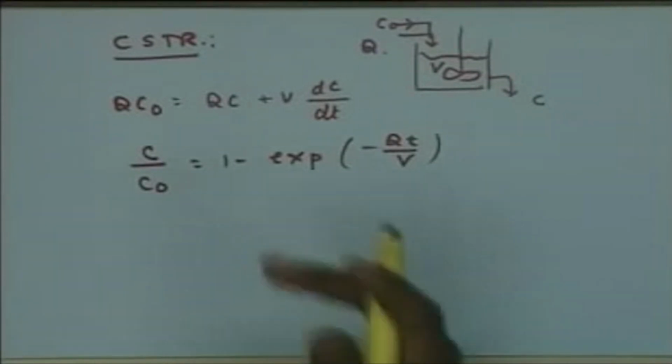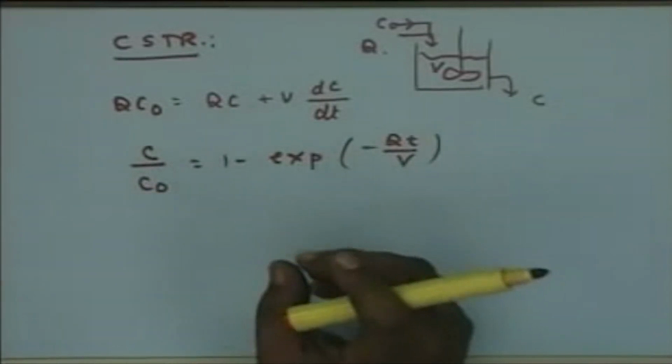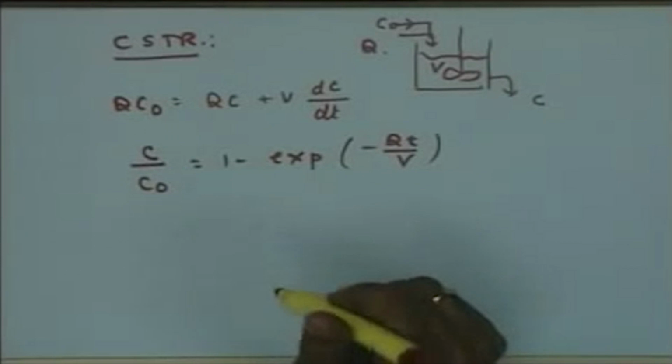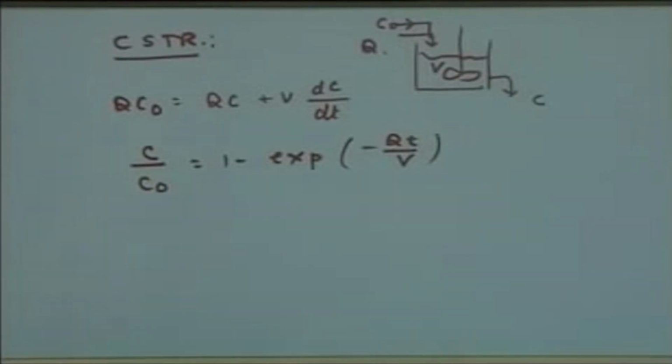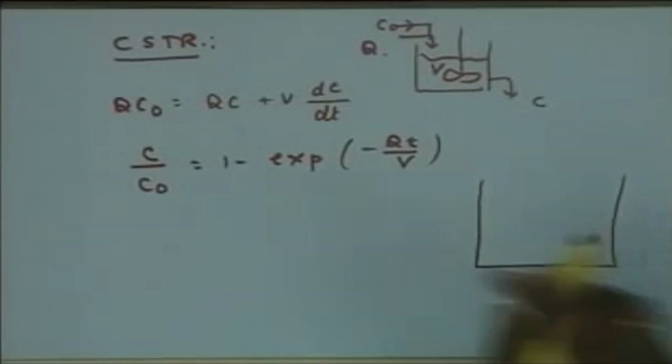Now if you make a semi-logarithmic plot of this curve, that means ln(1 minus C upon C naught) versus time, you will end up with a slope of q upon V and an intercept of ln 1, that is 0. And you can notice that for an ideal reactor, such a response is obtainable. Now, if you assume that there is some deviation from ideality, obviously in the case of a CSTR the deviations could be of two types.